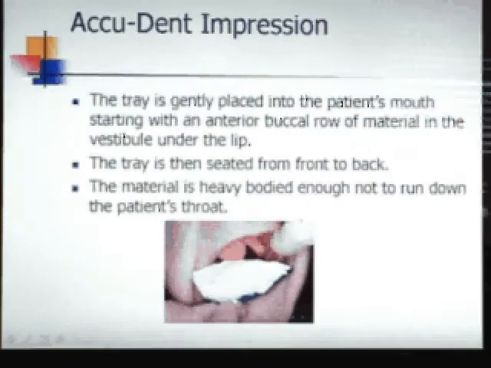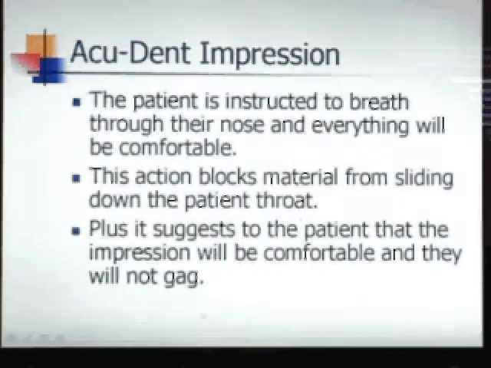The tray is gently placed in the patient's mouth, starting with the anterior buccal roll material in the vestibule under the lip. The tray is then seated from front to back. The material is heavy-bodied enough not to run down the patient's throat. The patient is instructed to breathe through their nose and everything will be comfortable. This action blocks material from sliding down the patient's throat. Plus it suggests to the patient that the impression will be comfortable and they will not gag.